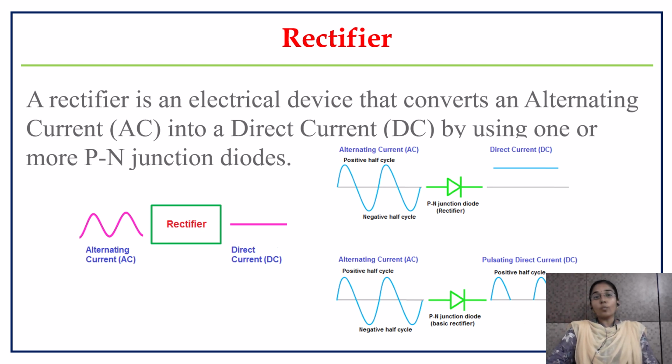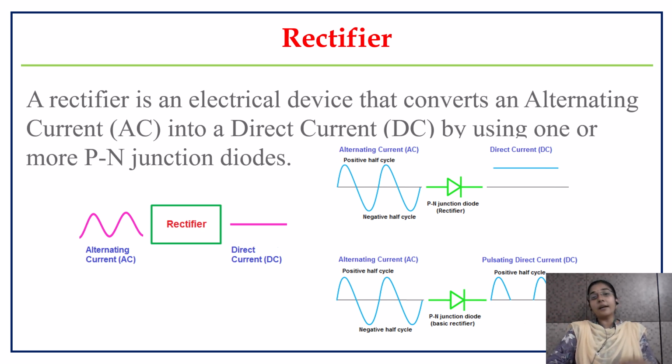So this is how, by the use of one or more PN junctions in a circuit, alternating current is converted into direct current. So how does this get converted? Generally, a DC signal is actually a straight line. But then how is it possible to get a straight line by giving an alternating current? When you use a PN junction diode, we actually do not get a straight line as a DC signal, but we get a pulsating DC.